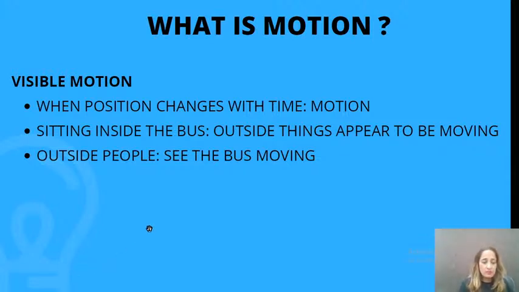Okay, and the outside people, let's say who are not sitting in the bus, they're just standing by the road, will also say the bus is moving, right? So this is the very basic, easy example of motion. What is motion? Anything which is moving.